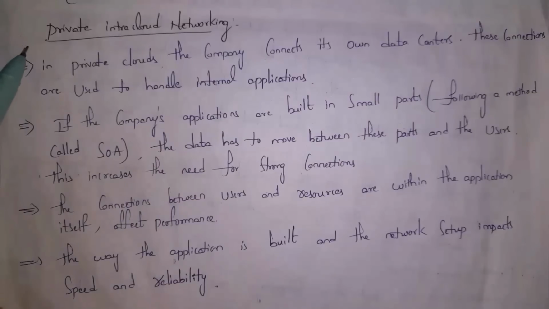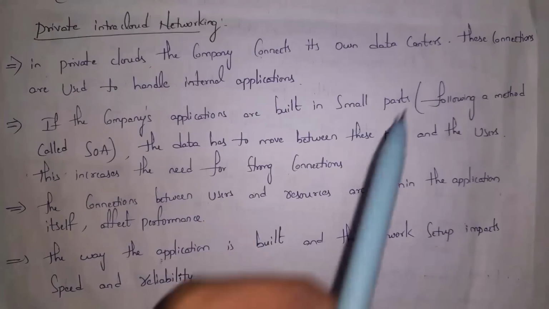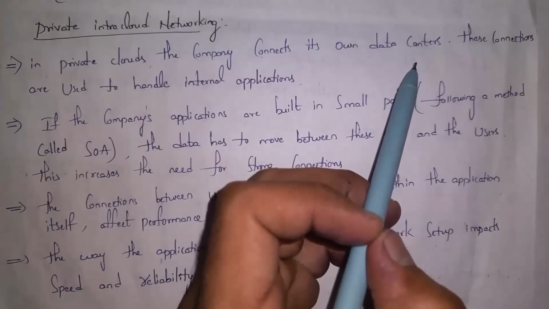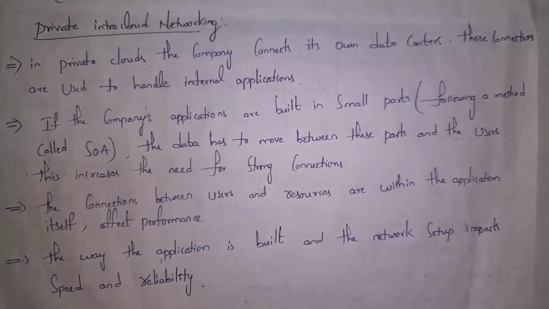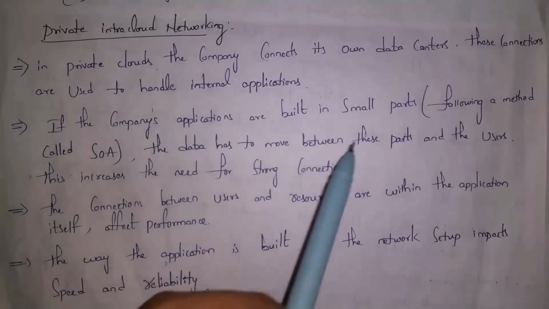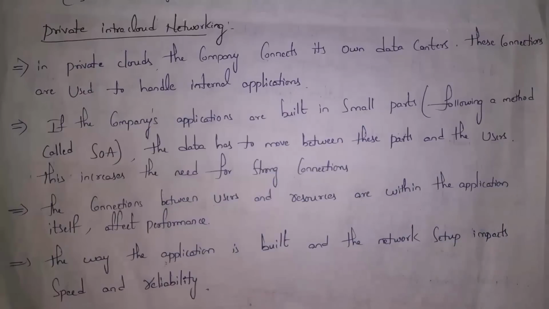Next I will explain what private intra-cloud networking is. Guys, in a private cloud, companies contain their own data centers. Data centers are nothing but the place where servers are located physically. We call that place a data center. So the complete company's data and internal applications are stored in the company's data center. If the company's applications are built in small parts, the data has to move between these parts and the users. This increases the need for strong connections.